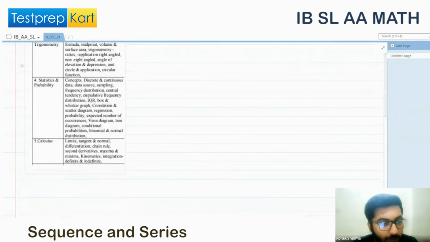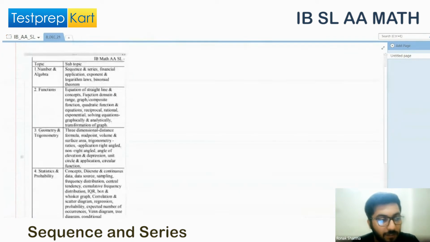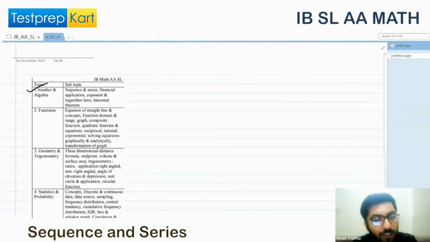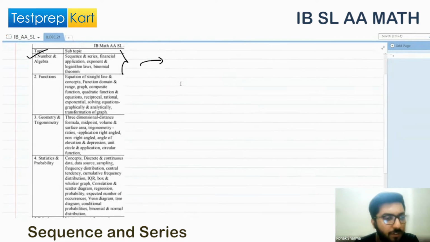Basically, we have five units, majorly five units. The first is dedicated to number and algebra, where we'll be seeing the different kinds of sequence and series. Then we will see the basics of the exponent and the logarithmic laws, and along with that, we're going to see the binomial theorem. Very simple unit, but we're going to do a lot of questions. A lot of practice on this unit, because this unit will require a lot of practice. Then you'll be very much confident with the unit.